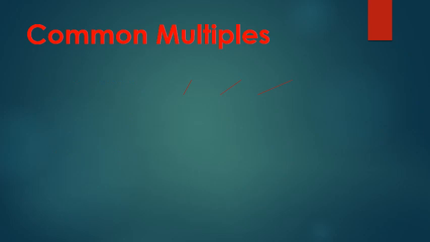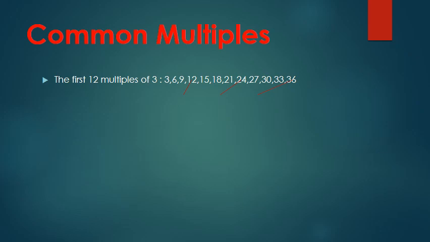Now children, let us understand the concept of common multiples by giving an example. First, the first 12 multiples of 3 are 3, 6, 9, 12, 15, 18, 21, 24, 27, 30, 33, 36. How do we get these 12 multiples? Well, by multiplying 3 with the counting numbers starting from 1. That is 3 ones are 3, 3 twos are 6, 3 threes are 9, 3 fours are 12, 3 fives are 15, 3 sixes are 18, 3 sevens are 21, 3 eights are 24, 3 nines are 27, 3 tens are 30, 3 elevens are 33 and 3 twelves are 36.